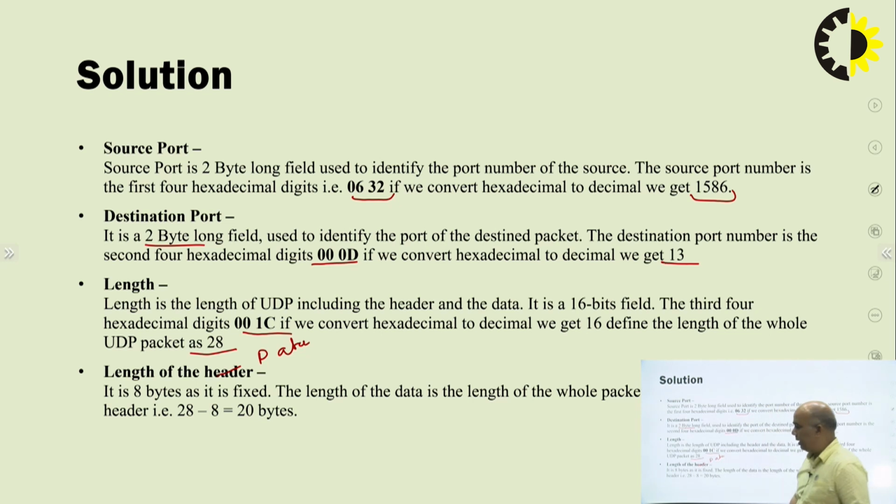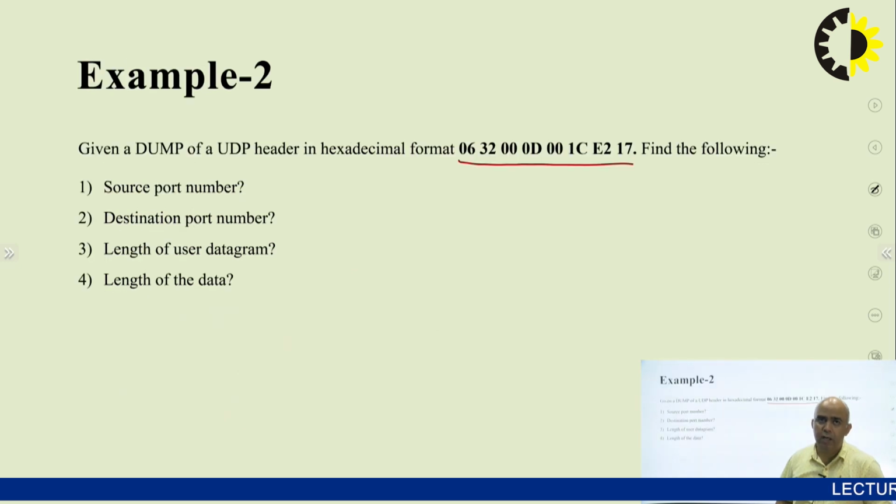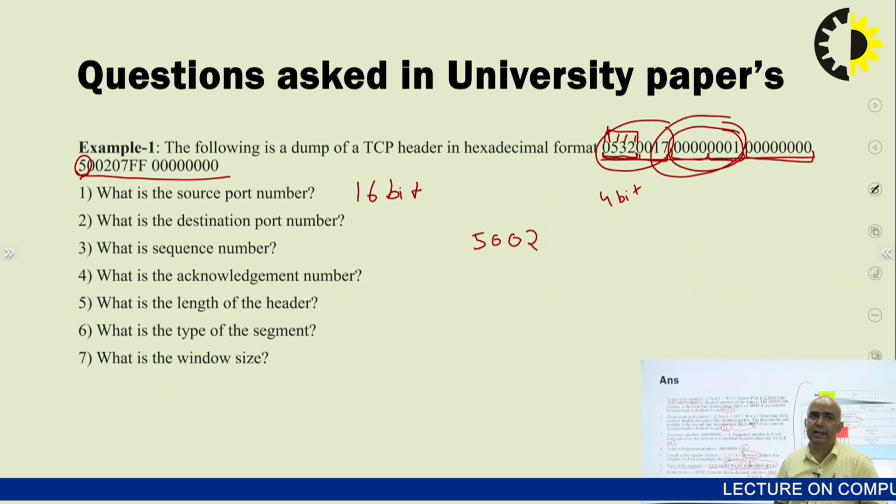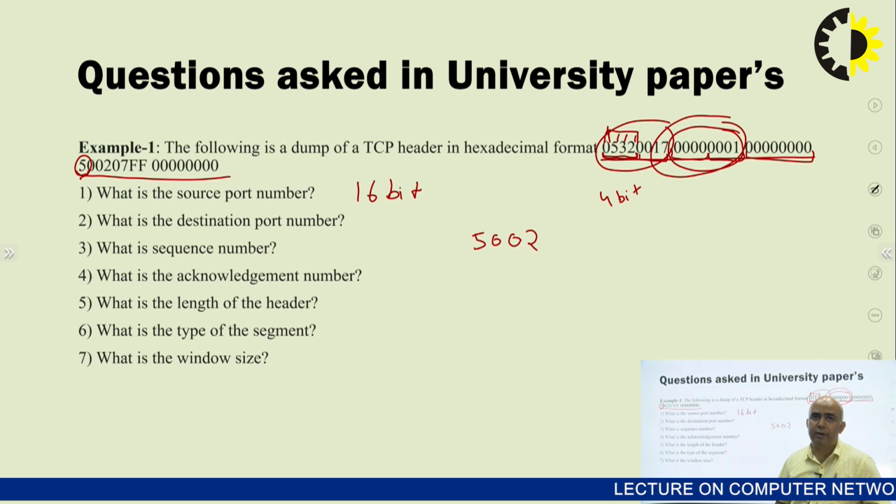Okay. So here 8 bytes are fixed for the header. So the total length minus the header is 28 minus 8, and 20 bytes will be used for the data. So generally these are the 2 questions that are widely asked in this kind of university papers.